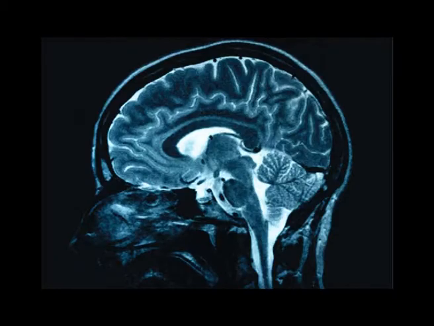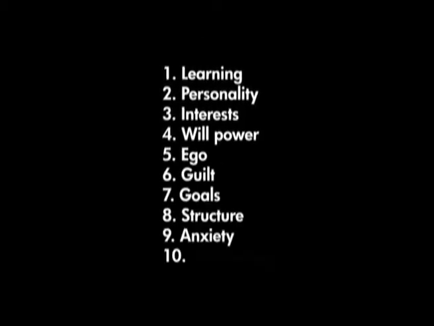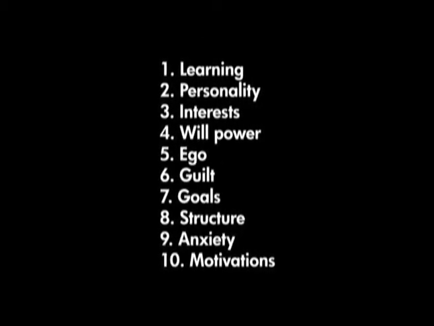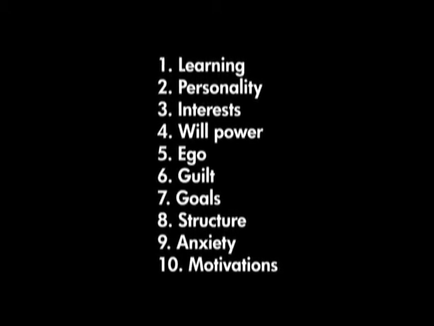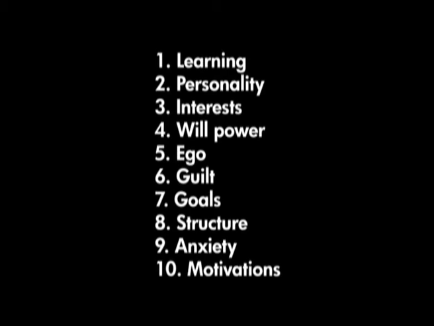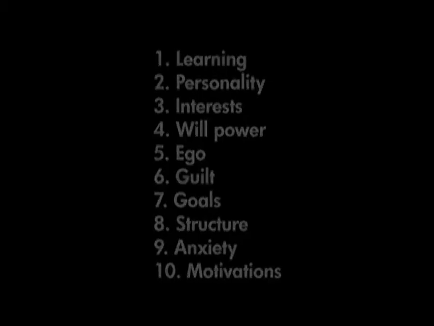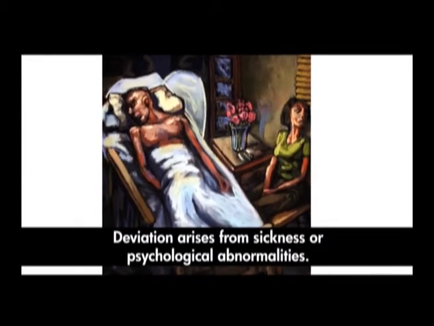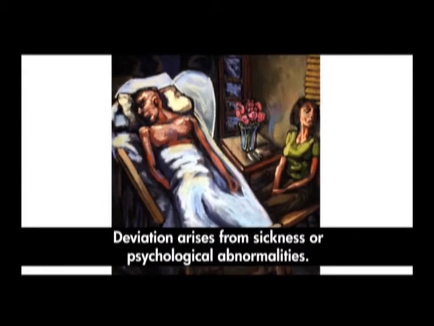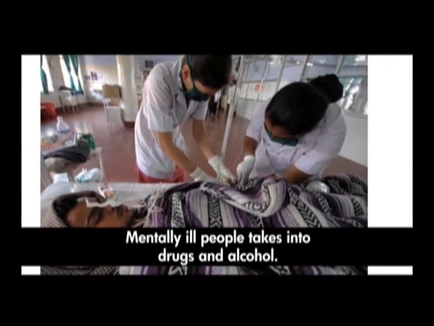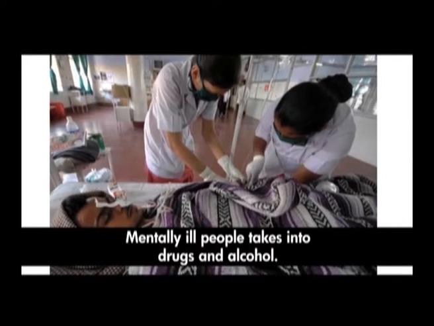Let us now move on to psychological explanations. Here we discuss the mind or the mindset and consequent behavior of the individual rather than the body types. Factors like learning, personality, interests, willpower, ego, guilt, goals, structure, anxiety, motivations, and the like go into this definition. There is a speculation that deviation arises from sickness or psychological abnormalities. There is also an argument that mentally ill people take to drugs and alcohol.